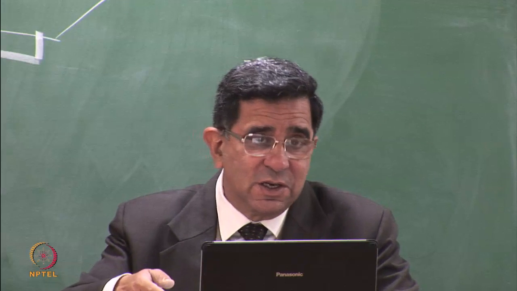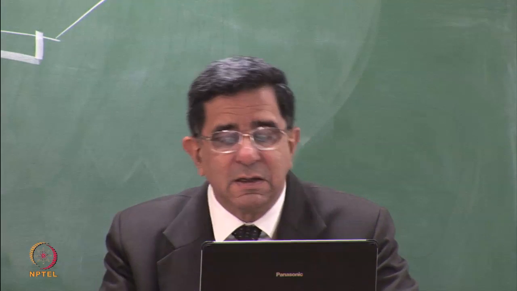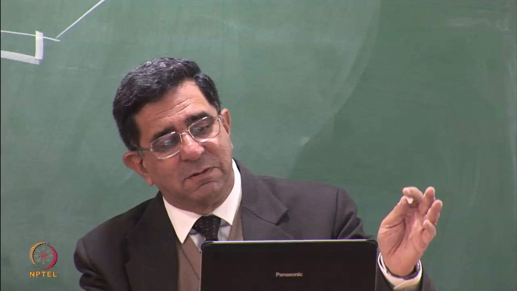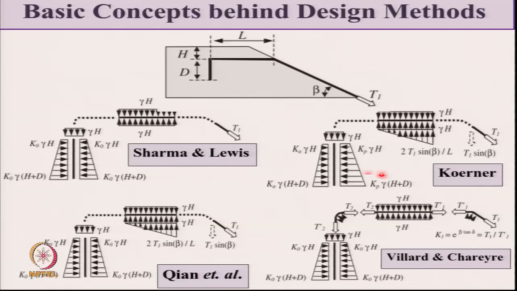Next, therefore, the question is, what about the capacity? So there are many theories. There's Sharma and Lewis, and there's the Koerner's theory, and there's the Kuan's theory, and Willard and Cherrier's theory. You can take one of them and design. The simplest is Sharma and Lewis. But let me see how you would like to solve this problem.